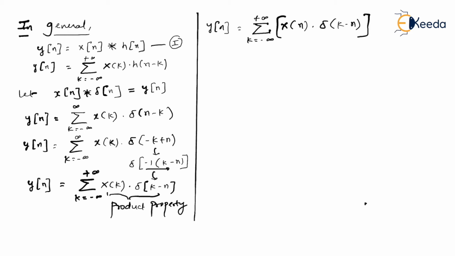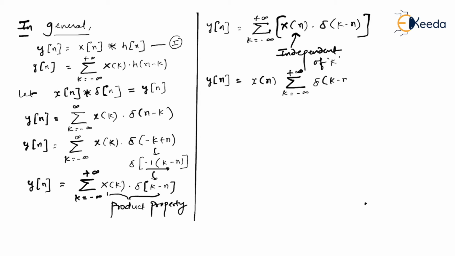Now if you observe carefully, this summation belongs to variable k because k is changed from minus infinity to plus infinity, and as you can see, this is x of n, so it is independent of k. If it is independent of k, x of n can be taken out of the summation. So I can now rewrite y of n as x of n, and in the summation, when k is changed from minus infinity to plus infinity, del of k minus n. Is that right? And on the previous slide only we have seen the summation property.